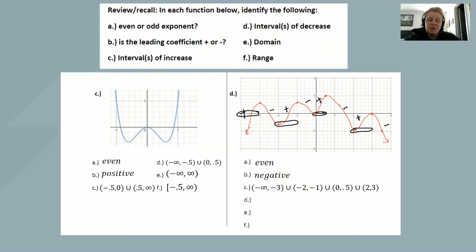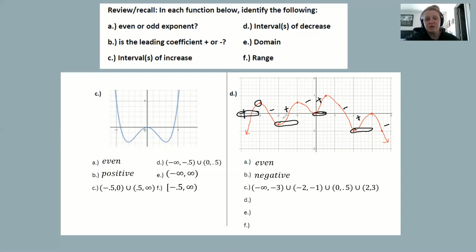So it moves uphill from negative infinity and stops at negative 3. It picks up again at negative 2, and it increases until x is negative 1. And then it picks up again at 0, and it increases until x is 0.5. And then one more time, it picks up at 2 and increases until you get to 3.